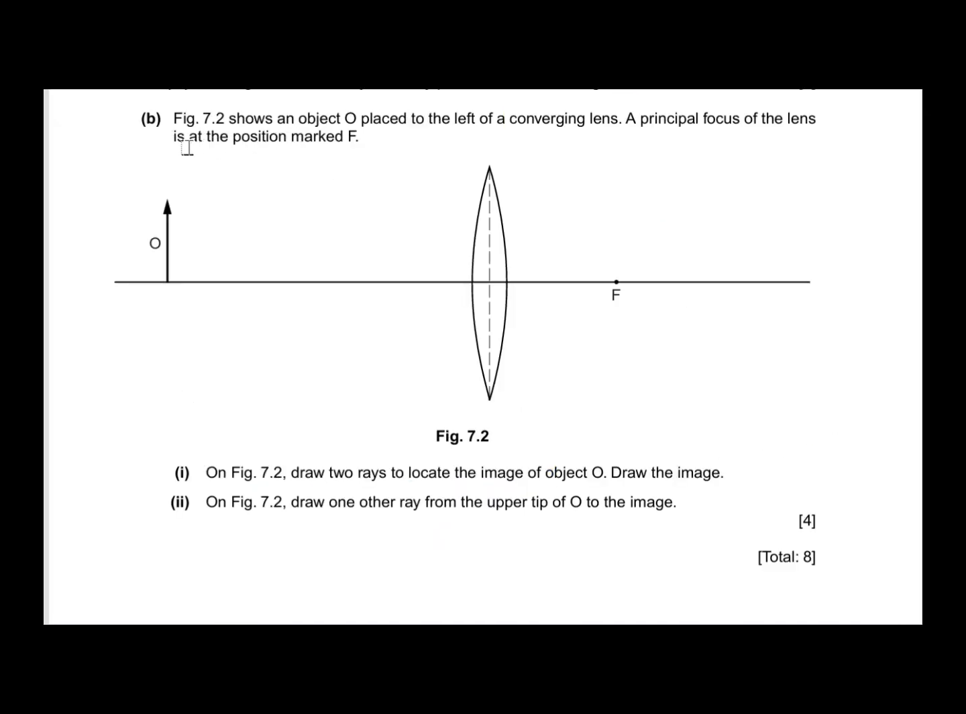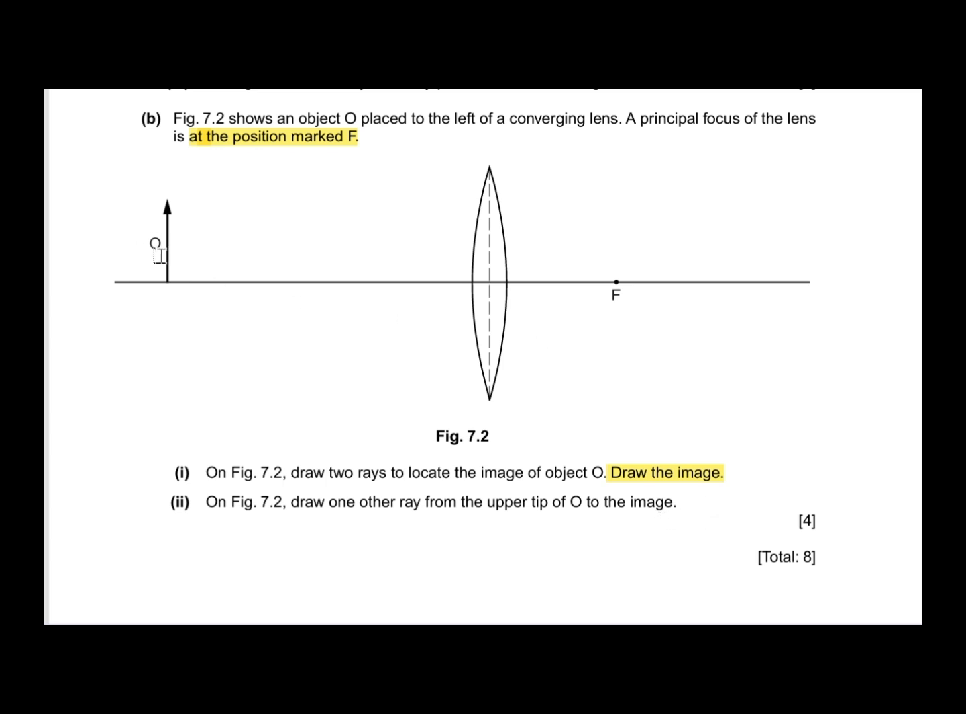The B part is saying that figure 7.2 shows an object placed to the left of the converging lens. A principal focus of the lens is at the position marked as F. So F is the focal length of the lens. Part number 1 is saying draw two rays to locate the image of the object and draw the image, and draw one other ray from the upper tip of the object O to the image.